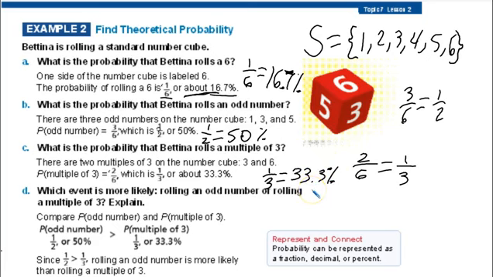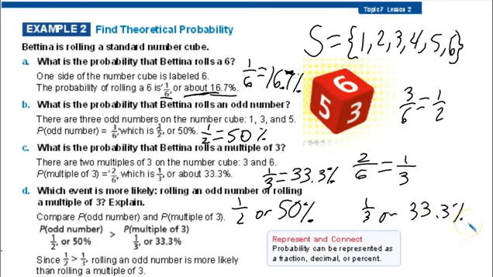All right? So letter D. Which event is more likely? Rolling an odd number or rolling a multiple of 3? Well, let's look at this. Rolling an odd number is 1/2 or 50%. We see that in letter B. And then we have rolling a multiple of 3. We have 1/3 or 33.3%. So which one is bigger, class? 50%. There it is. All right.